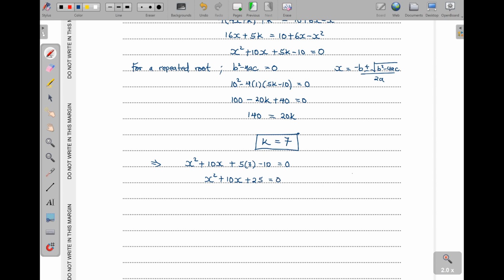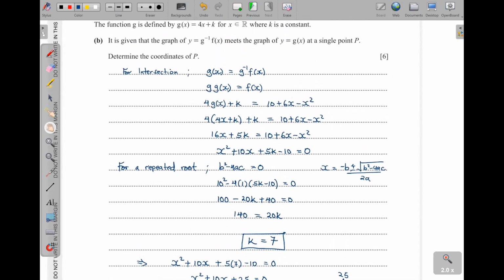So two numbers, when I multiply them, I get 25. But when I add them, I get 10. Of course, that will be 5 and 5. You see that that is a repeated root. So meaning we shall have x plus 5, then times x plus 5, which is now squared is equal to 0. So our x is going to be equal to negative what? 5. So for x equal to negative 5, what will be the value of y?